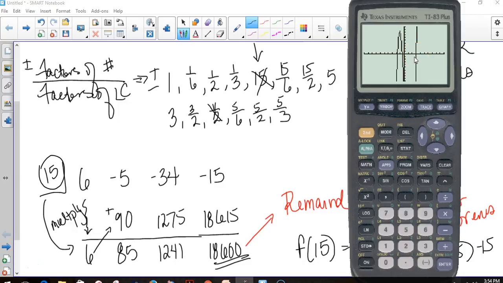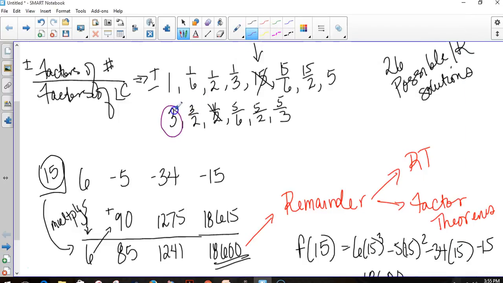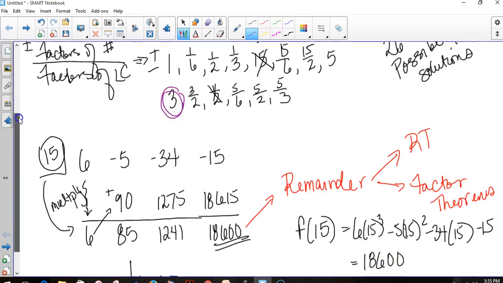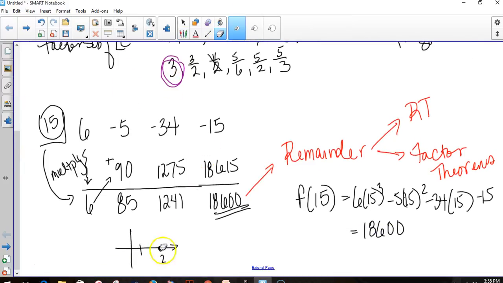So you want to find one, preferably a nice one, that you can synthetically divide by, and we could start to break this down. So you could either use second calc zero, or you can go into your table and just look for where my y value is 0. Oh, right here at the 3. So that means 3 is a factor. So when I synthetically divide by 3, my last number, that remainder, is going to be a 0. So let's do that now.